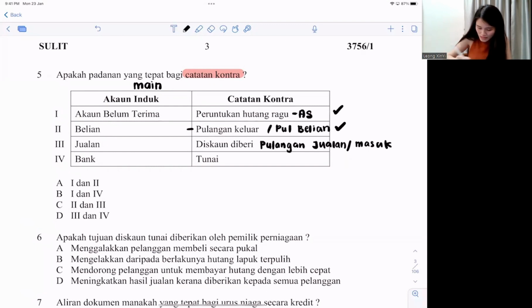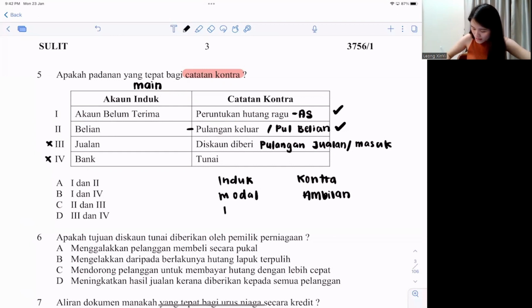Okay, now so we know that number 3 is wrong. Now 4, bank dengan tunai is no. This both cannot be Indo, cannot be contra. So this is entirely wrong. So I can give you guys more. The other ones are Indo. Okay, sorry. Indo, contra. We will see model as the Indo. Ambilan is contra. Okay, while asset bukan semasa is the Indo, susut nilai terkumpul is the contra. Okay, so I think that's the few set.